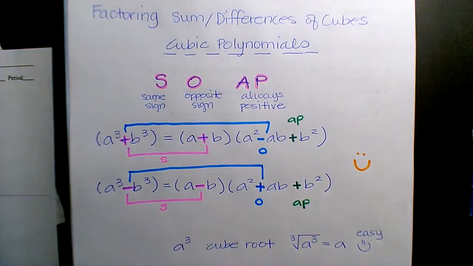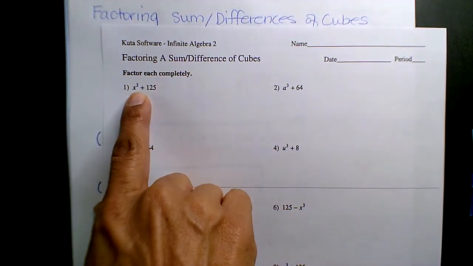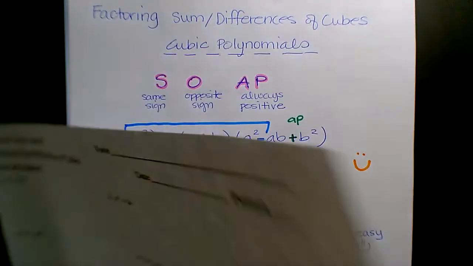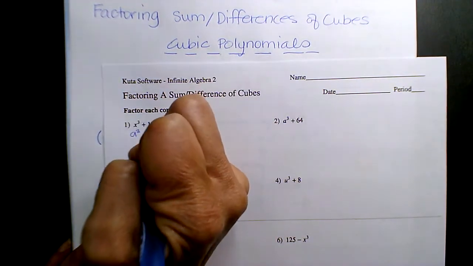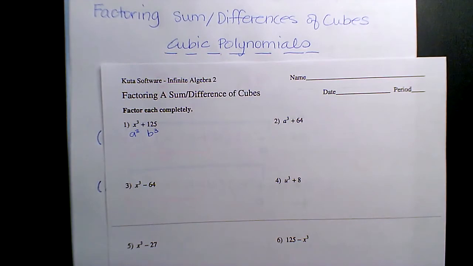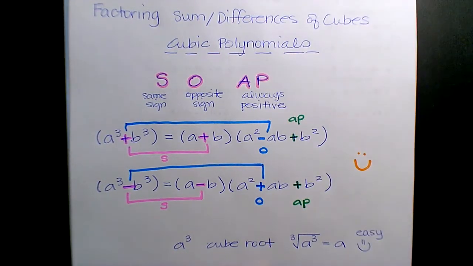So it's cubic factoring. You're doing sums and differences. Okay, so you have x cubed plus 125. So this is my a cubed and this is my b cubed. So down here you say if you have a cubed, then the inverse operation is the cube root. So the cube root of a cubed is just a, right?